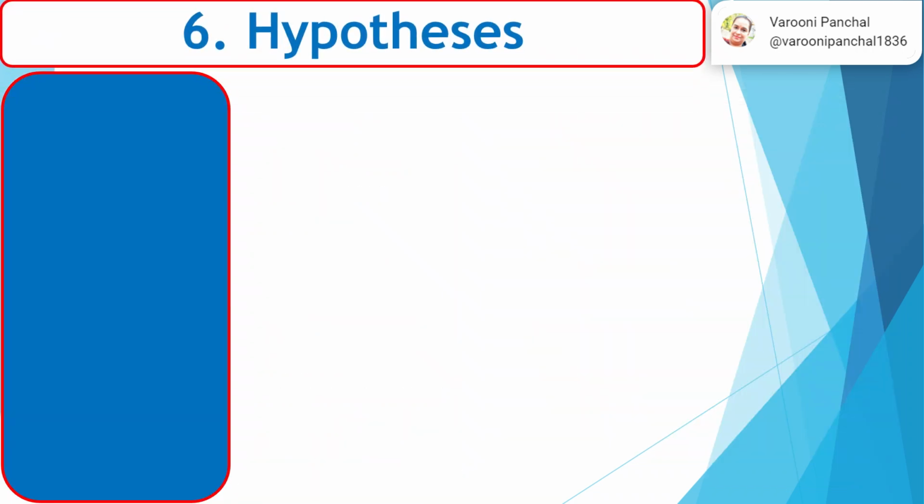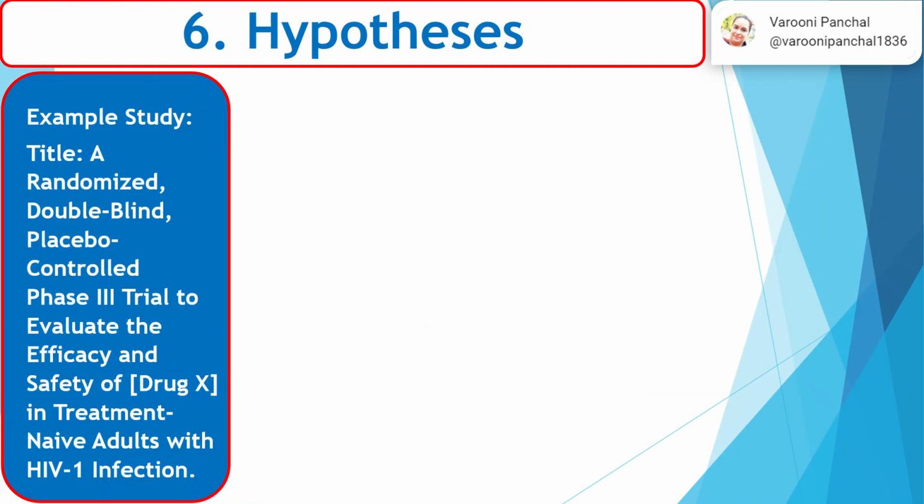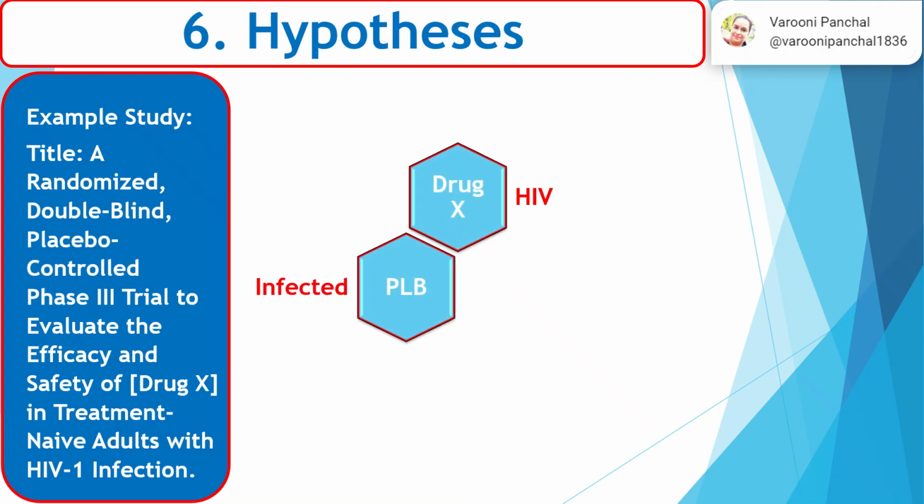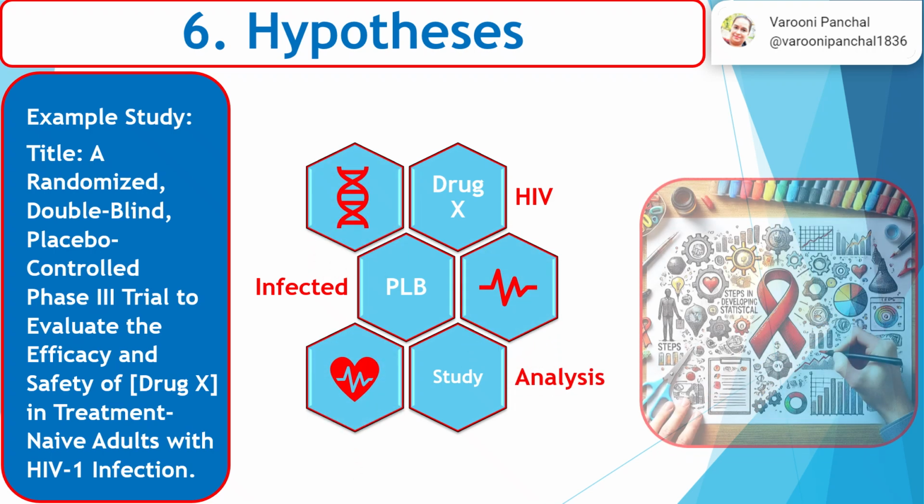Number 6, hypotheses. Example study title: a randomized, double-blind, placebo-controlled Phase 3 trial to evaluate the efficacy and safety of Drug X in treatment-naive adults with HIV-1 infection. In this hypothetical HIV clinical trial, Drug X, a novel integrase inhibitor, is being compared to a placebo in treatment-naive HIV-1 infected adults. The development of hypotheses helps define the expected outcomes of the study and guides the statistical analysis.